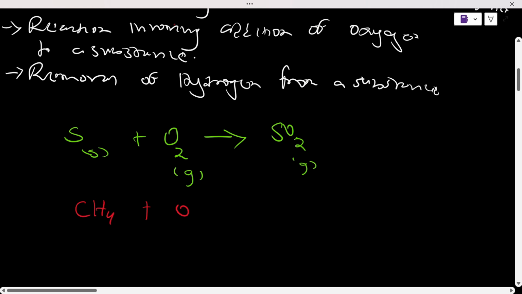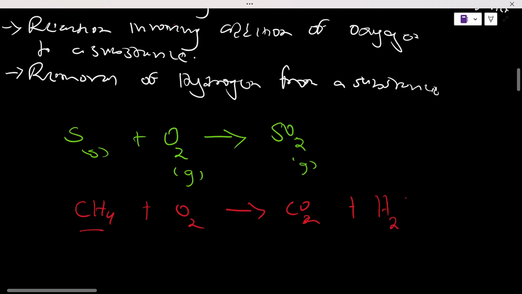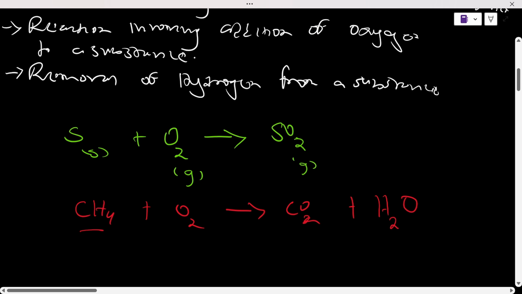CH4 plus O2. What is going to happen? These species are going to gain oxygen and they're going to form CO2 plus H2O. We can balance that by putting a 2 here, and then I'll simply put a 2 here. So these are examples of oxidation reactions.